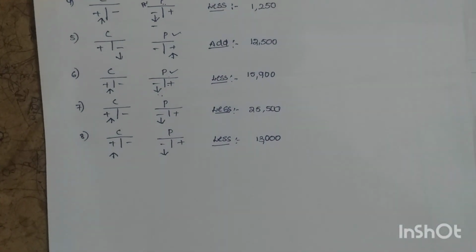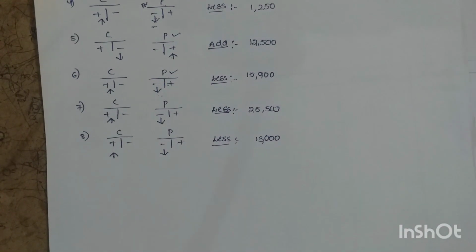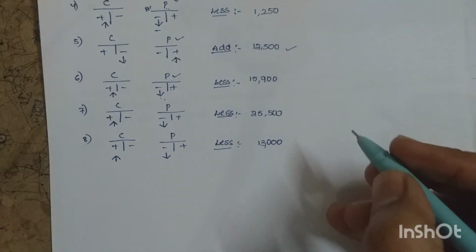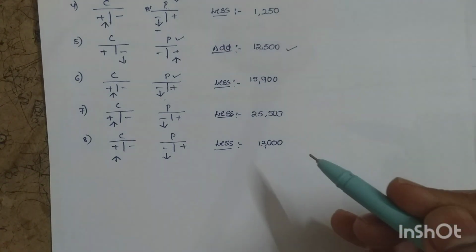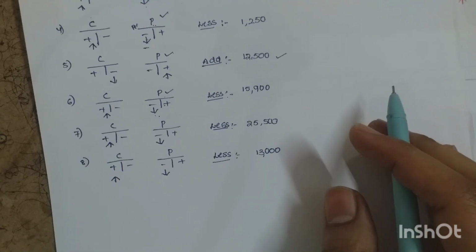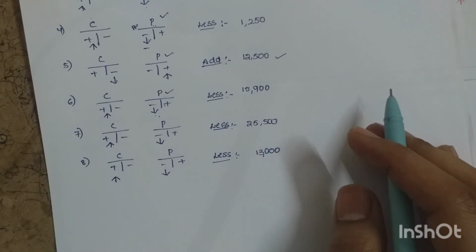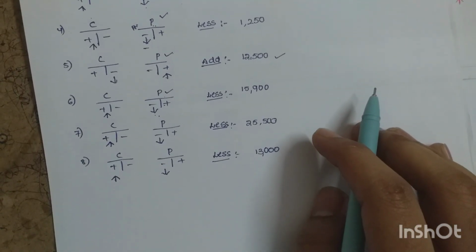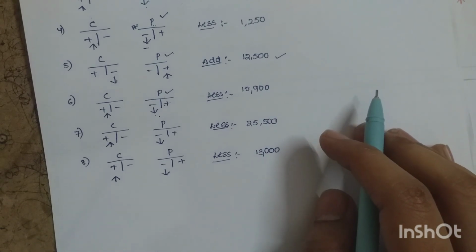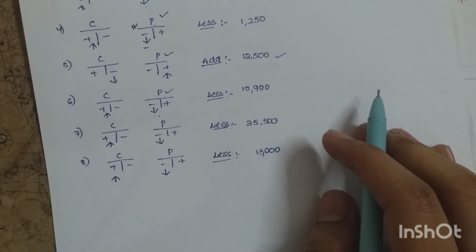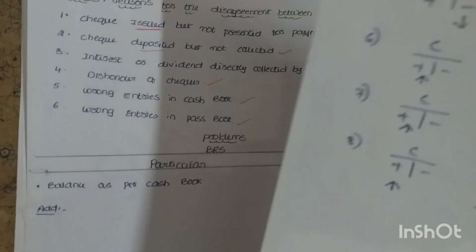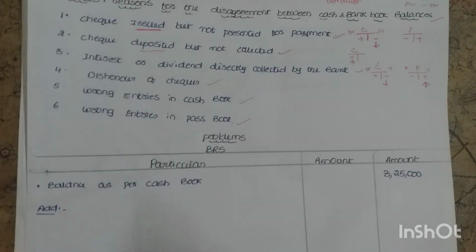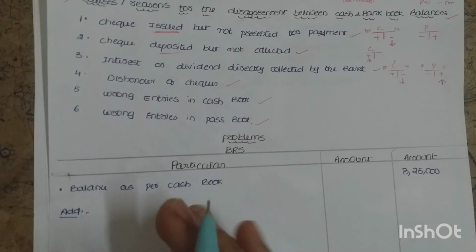So how many add transactions are there? First we will see. First one is add, second one is less. So add transactions we will find out. Third one, and how many? Only two transactions are there. We will see what are these two transactions. So you have to write everything. Whatever given in the question you have to write.